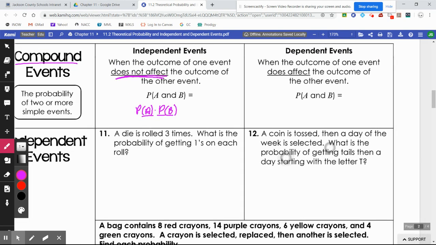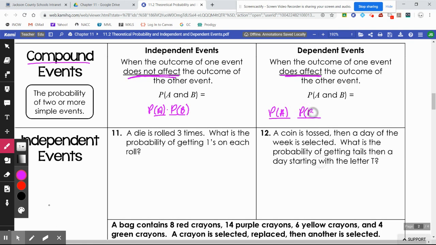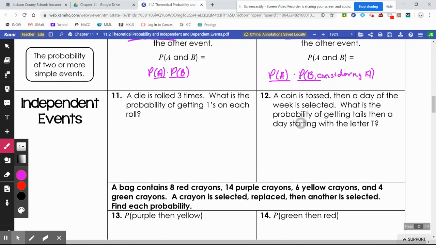The second one, dependent events, when the outcome of one event does affect the outcome of the second event. You do the same thing. You've got the two events. However, you find the probability that A will happen, and then the probability that B happens considering A, and then you're going to multiply the two together. So it's very similar, and you'll see that as we work through these examples.